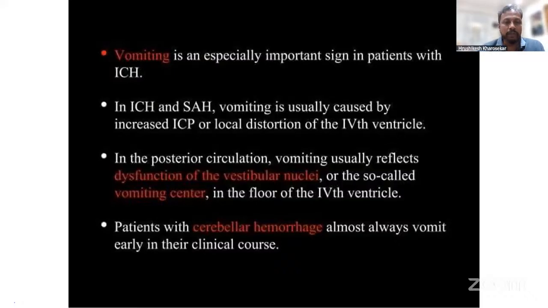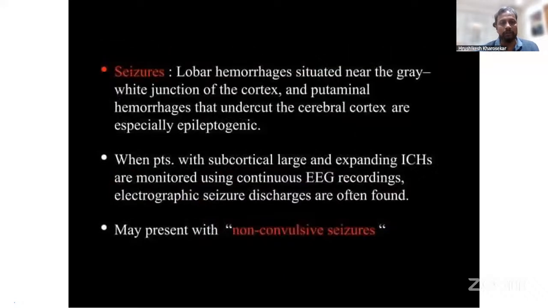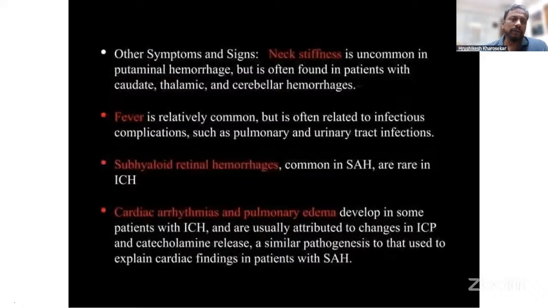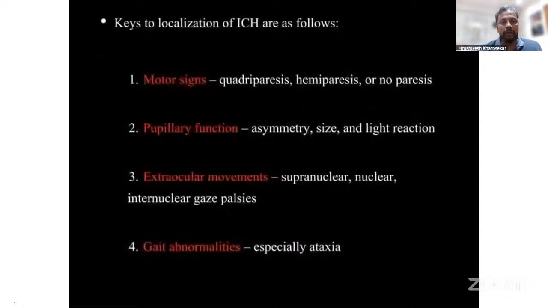Vomiting can be seen, and in posterior circulation, vomiting reflects the dysfunction of vestibular nuclei or the so-called vomiting center. Patients with cerebral hemorrhage almost always vomit early in the clinical course. Some patients with lobar hemorrhages can present with seizures. Other signs which can be seen are neck stiffness, fever, subhyaloid retinal hemorrhage, cardiac arrhythmias, and pulmonary edema.